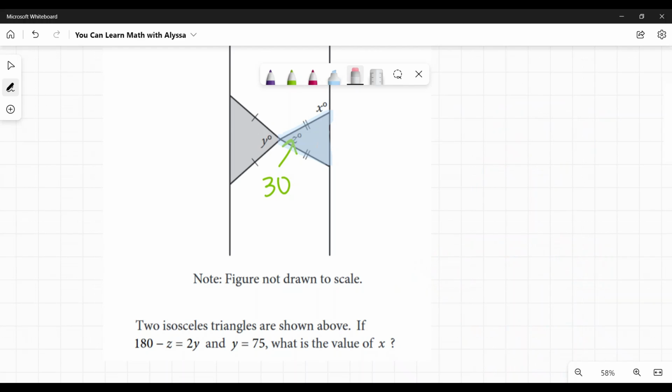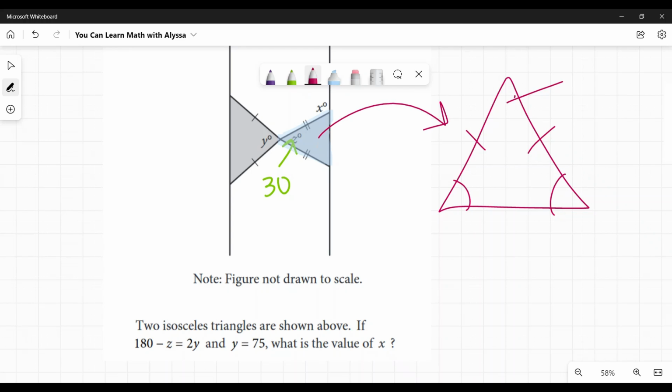So an isosceles triangle, the big takeaway that you need to know for this is that the base angles are congruent, always. I just rotated it. So if this top angle up here, angle Z, is 30, and these are both congruent angles, how do I find that? Well, 180 degrees total is what all three angles add up to in a triangle.